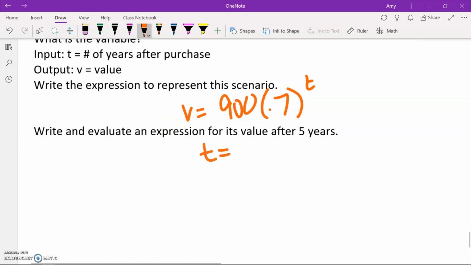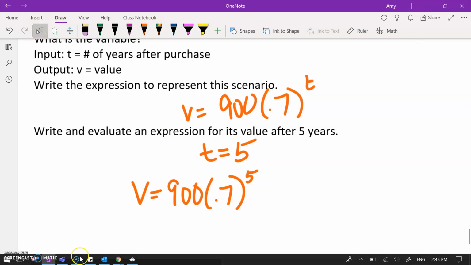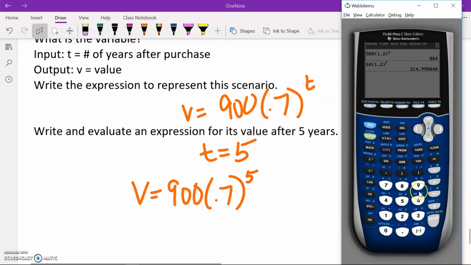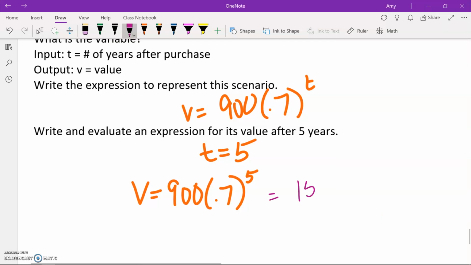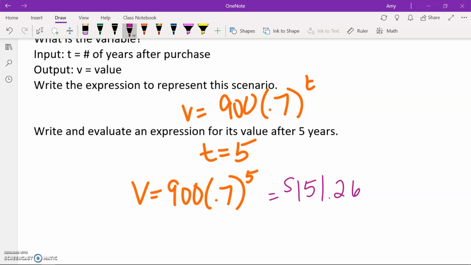Write and evaluate an expression for its value after 5 years. So that means that t is 5. So v equals 900 times 0.7 to the power of 5. And then you can take out your calculator and do 900 times 0.7 to the power of 5. And we will say that it is valued at $151.26. Now in this case, I knew to leave 2 decimal places because we have dollars and cents.